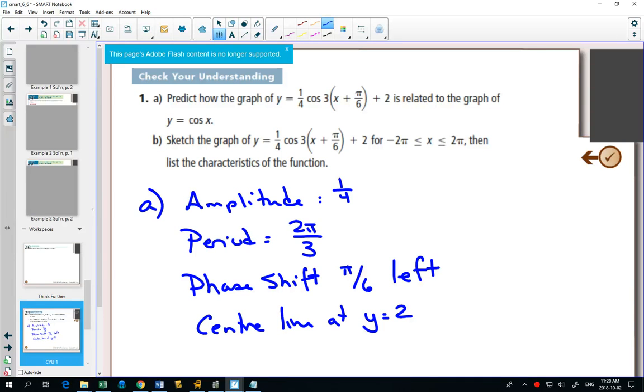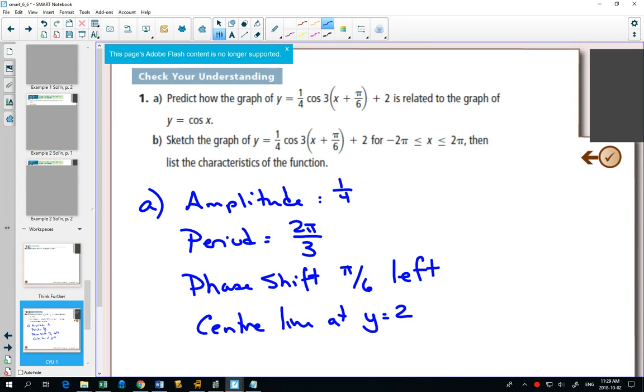You could also predict or describe things using transformations. What does the 1/4 do? Multiplies your y values by 1/4. That's a vertical compression by a factor of 1/4. What does the 3 do? That's a horizontal compression by a factor of 1/3. What does the pi over 6 do? That's a translation pi over 6 to the left. What does the plus 2 do? That's a translation of 2 units up.